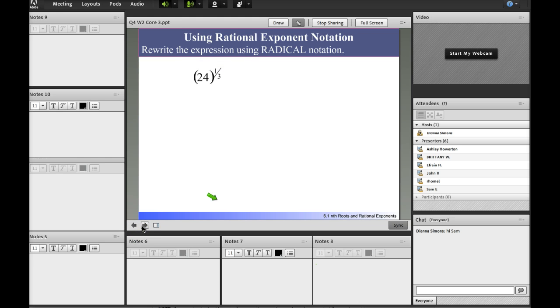Okay, so this, what you see here, this part right here is called a rational exponent because our exponent is a fraction. And if we wanted to write that as a radical, it would be the cubed root of 24. Okay, the fourth root of 28, how would that look?